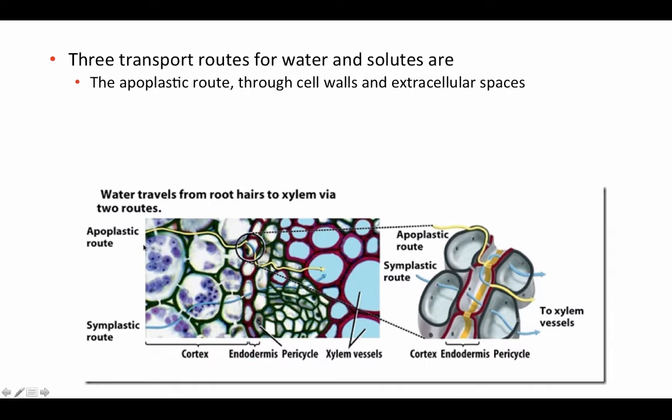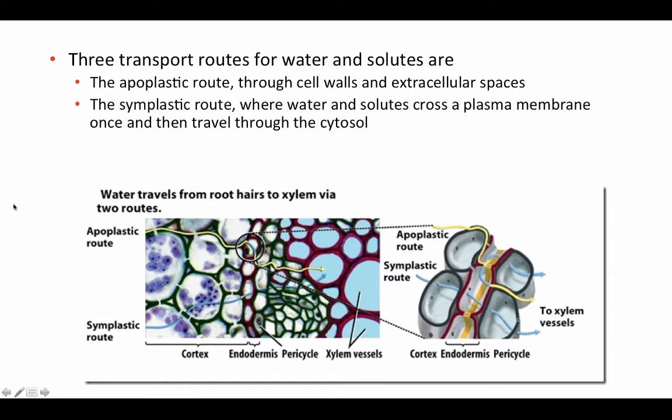So if you follow this yellow line, you can see it's sort of skirting around the cells, staying in that apoplast as it moves through. And in this close-up view, you can see how it goes along through the cell walls, through the extracellular spaces to move around through the plant.